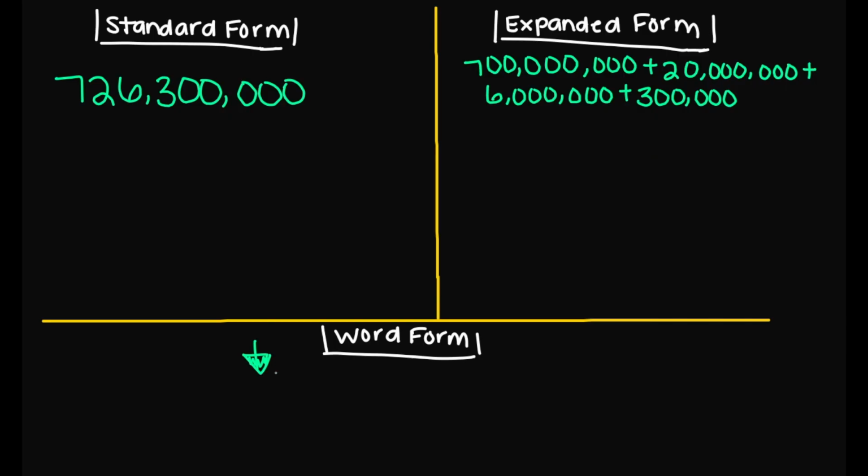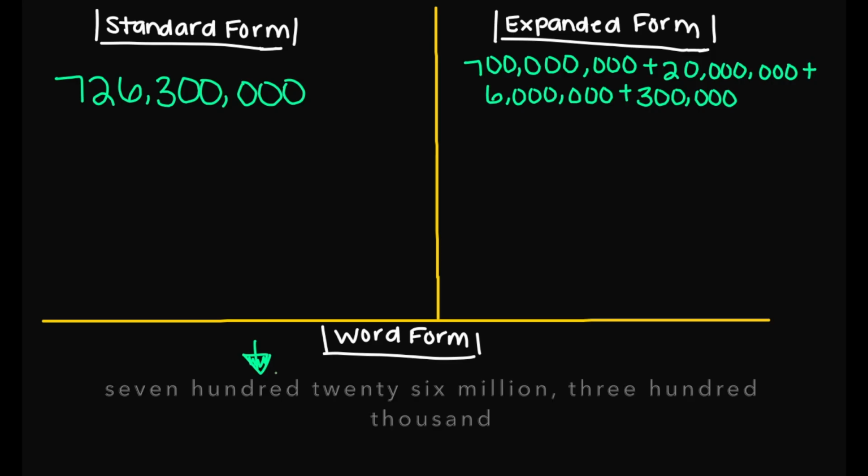And then our word form for this example is going to be 726,300,000. And remember, if you need help when you are going from standard form to expanded form, you can always use your standard form to help you.